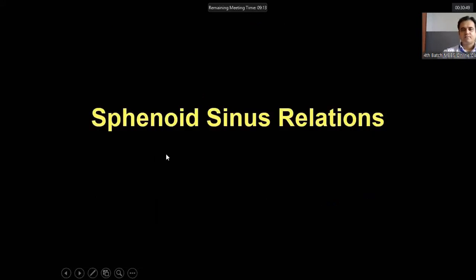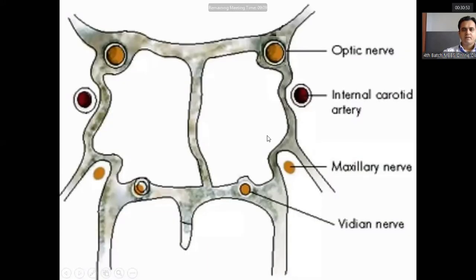Now the relations of the sphenoid sinus. This is important because there are so many important structures around. This is the sphenoid sinus, and here you can see the optic nerve, internal carotid artery, maxillary nerve, and median nerve.